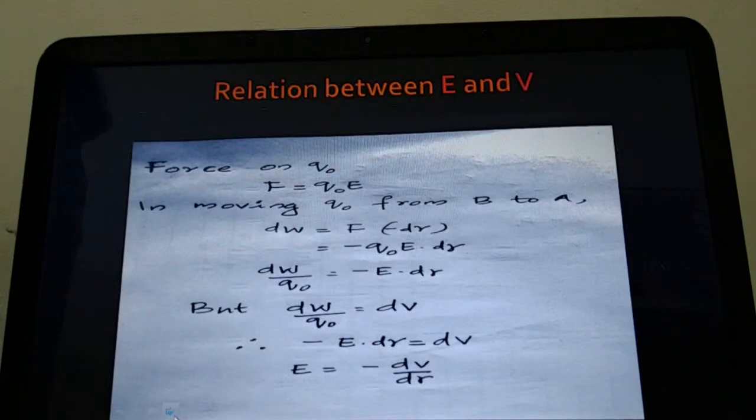Since q0 is placed within an electric field whose electric field intensity is E, the test charge q0 is placed within an electric field where the electric field intensity is E. So by the definition of electric field intensity, that q0 will experience a force. What will be the force? That force is given by F is equal to q0 into E. We have already established this relation: F is equal to q0 into E.